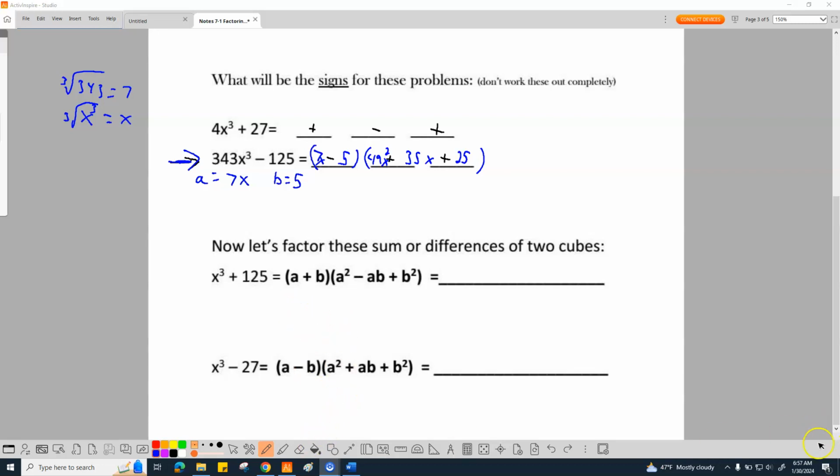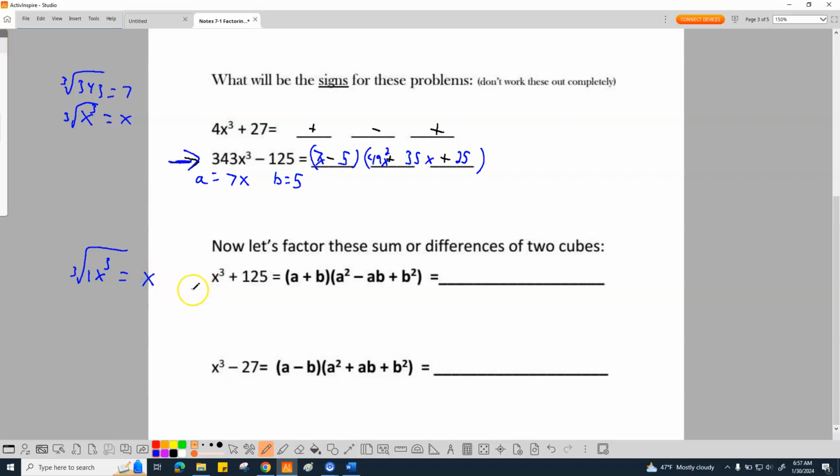Okay, so here we go, y'all. We're going to basically continue doing this. We're going to identify our a in this case. So in order to find our a, you're going to take the cube root of 1x cubed. The cube root of 1x cubed to find your a just gives you 1x, y'all.